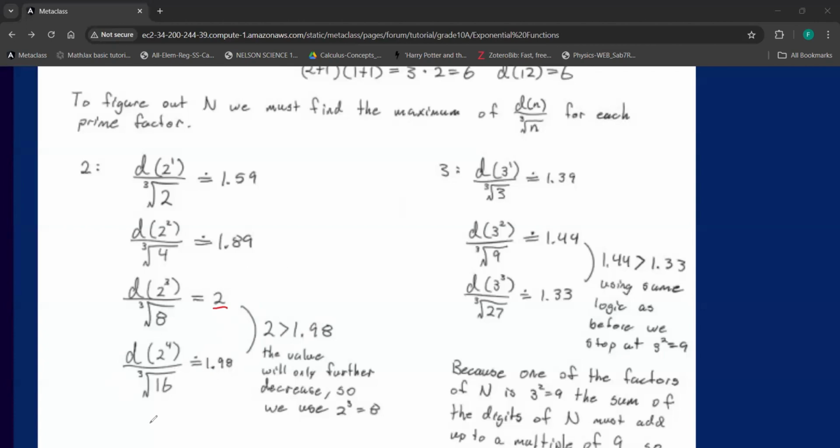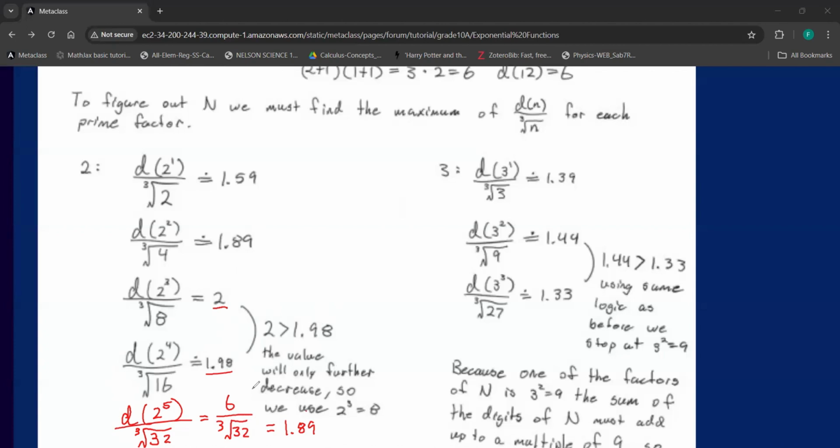And if you were to go further down, d of 2 to the power 5 divided by the cube root of 32, this would continue to go down. This would equal some number less than 1.98. And if you don't believe me, you can check. So this would just be 6 over the cube root of 32. Or I could check right now. Cube root of 32, and this would equal 1.89. So as you can see, it just continues to decrease.